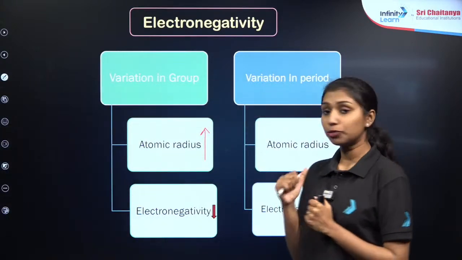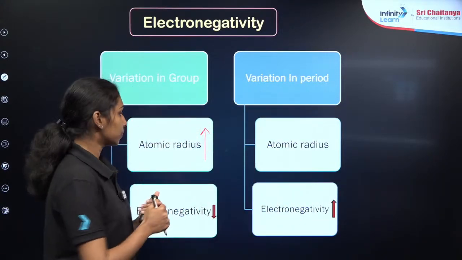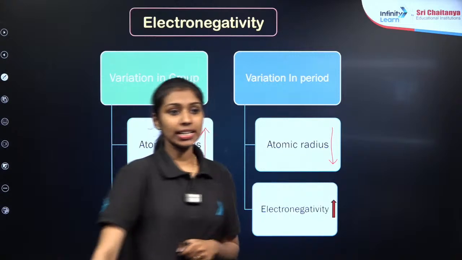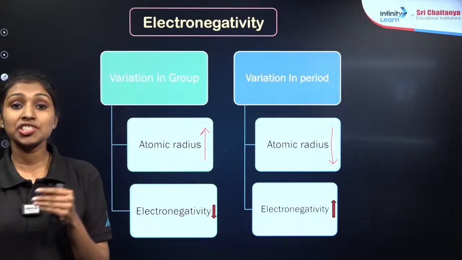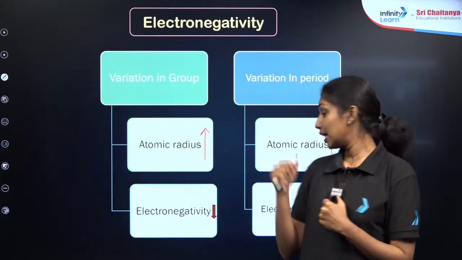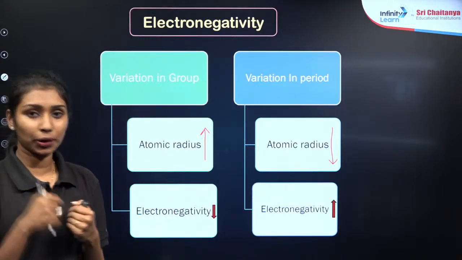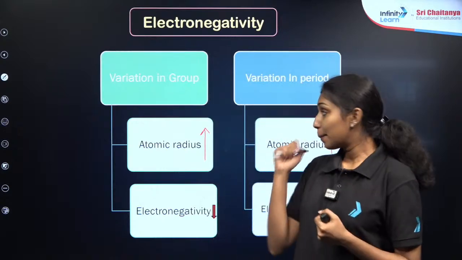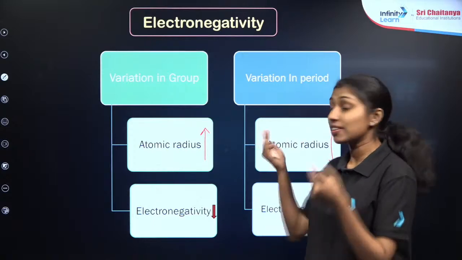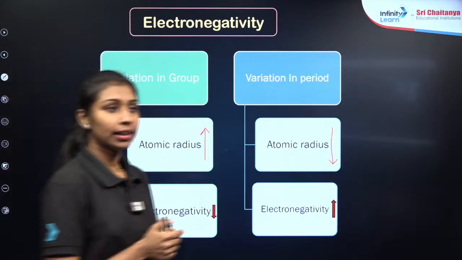Similarly, what will happen in a period from left to right? Whenever we are moving from left to right in a period, what will happen to the atomic size? Decreases, right? Atomic radius or atomic size decreases, which means that there will be a strong hold of nucleus towards the electron, which means electronegativity also increases, right? The attraction to the shared electrons towards itself is known as the electronegativity. Electronegativity is the ability of an atom to attract the shared pair of electrons towards itself. Whenever size decreases, there will be a strong attraction. That's why electronegativity increases along a period. Clear?